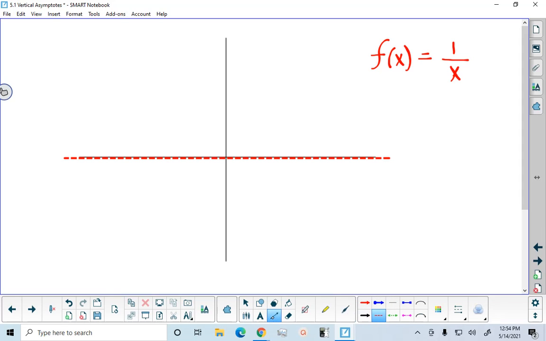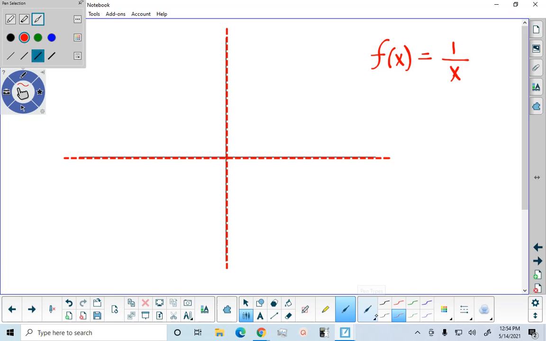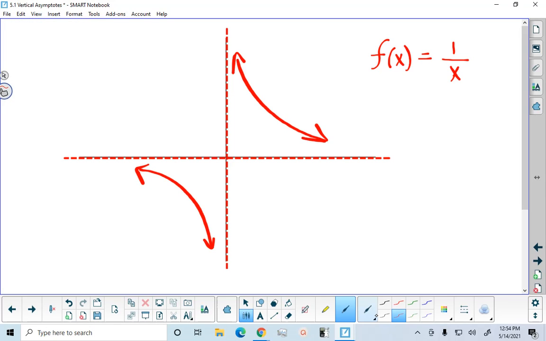I'll come back to that idea. y equals 1 over x also has a vertical asymptote. And what the function looks like is this. It happens to be called a hyperbola. Those two pieces are symmetrical with respect to the origin. So by the way, this is an odd function.